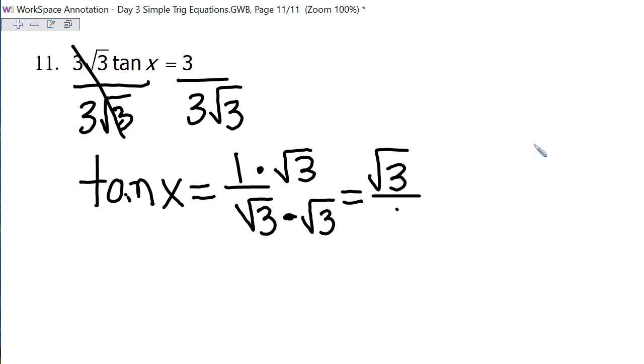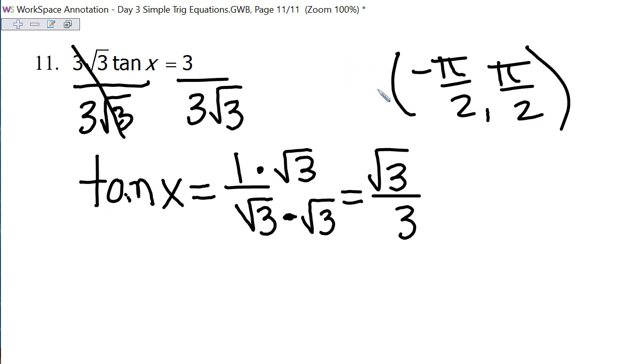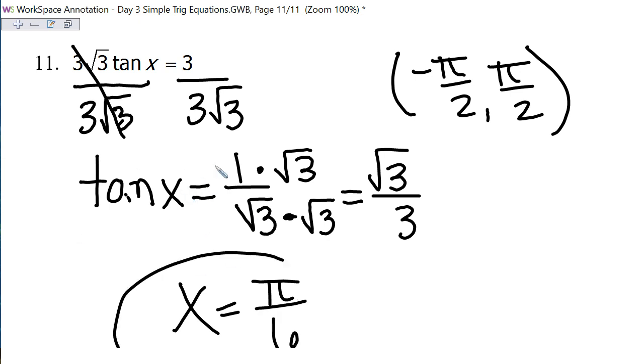Now, talking about tangent, where is tangent functional? Negative pi over 2 to positive pi over 2, not inclusive. So our answer can only be in quadrant 1 or 4. First of all, in quadrant 1, tangent is positive or negative? Positive. What about quadrant 4? Negative. So will we have an answer in quadrant 4? No. So only quadrant 1. And what would that answer be for quadrant 1? Pi over 6 is right. So pi over 6, this tangent is square root of 3 over 3.